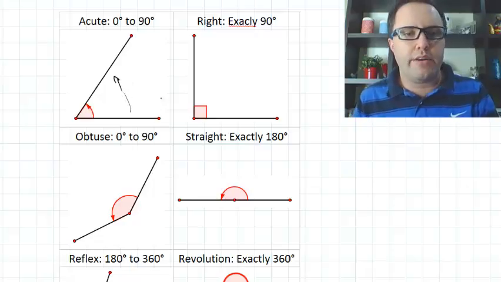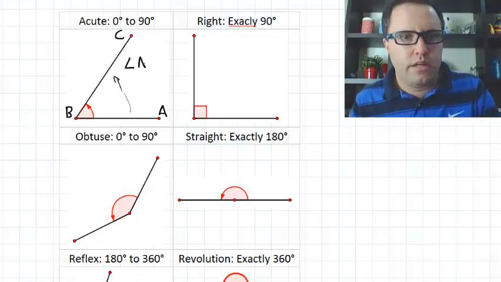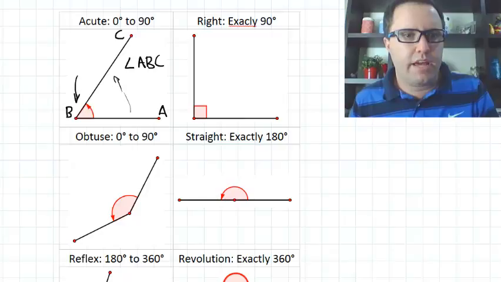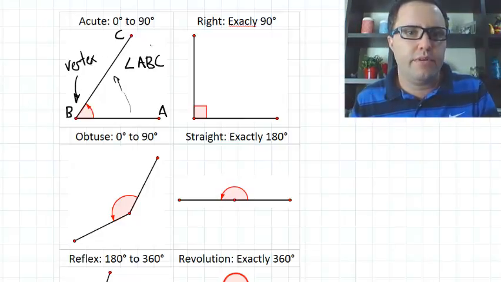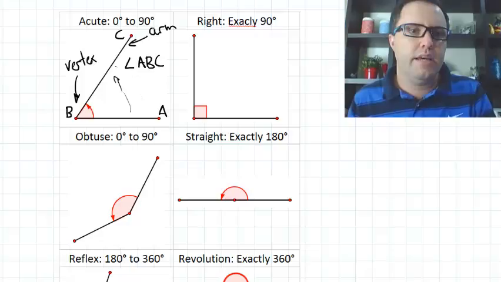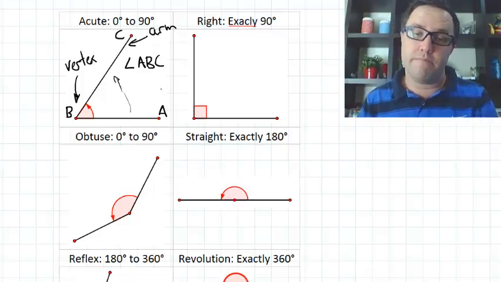Now, we write angles, by the way, with if this was point A, B, and C, okay? We would write that as angle ABC. So wherever this piece here, this bit of the angle, that point is called the vertex, okay? And that one's in the middle. And this line here is called an arm, okay? So vertex and arms, just the different ways for you to talk about angles, okay?